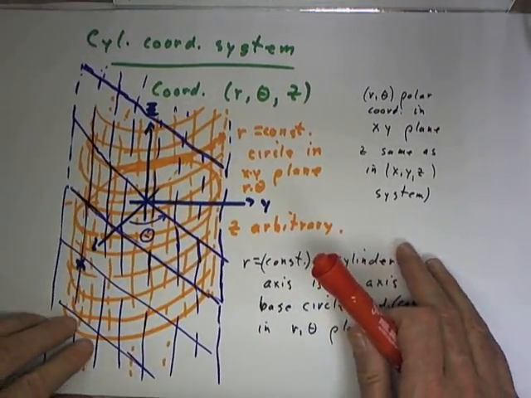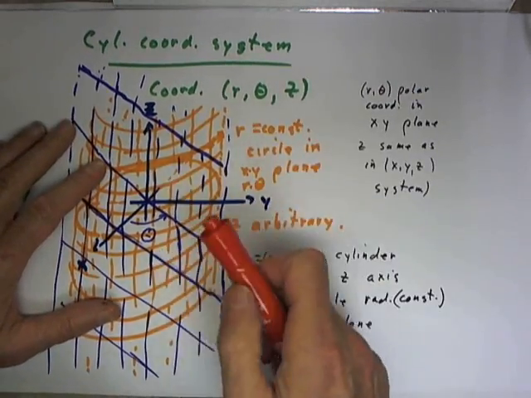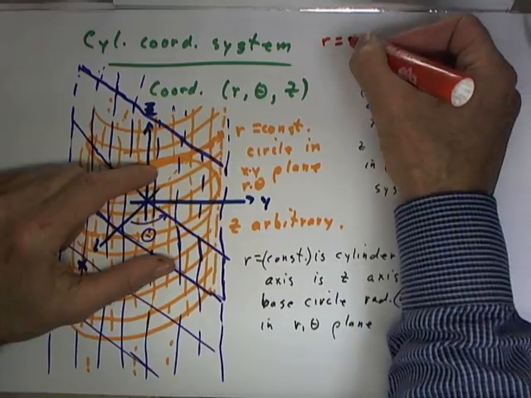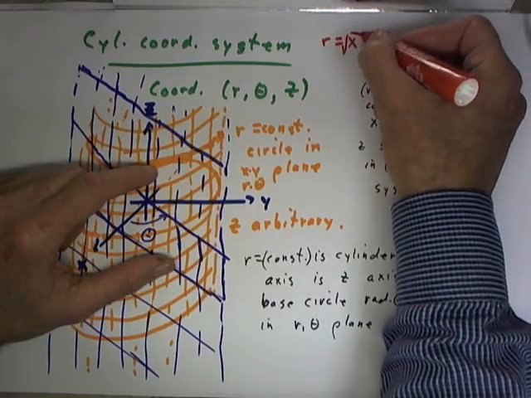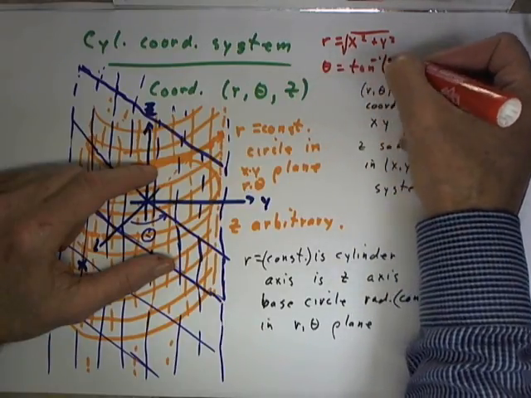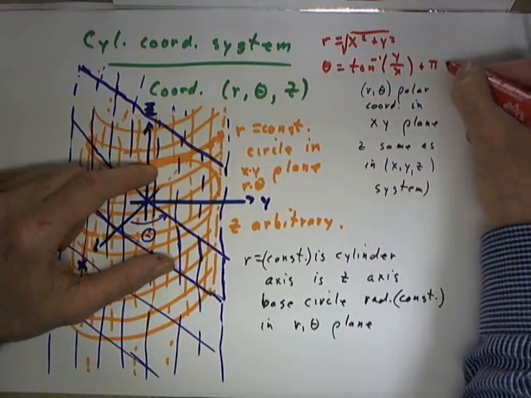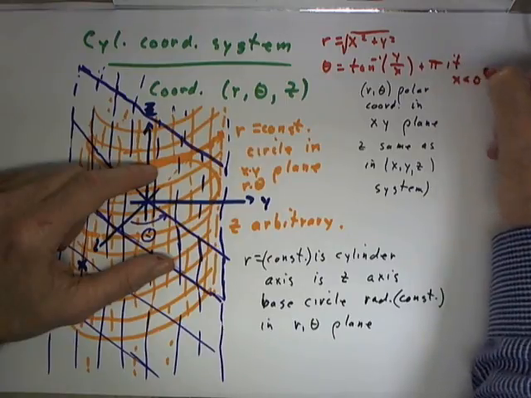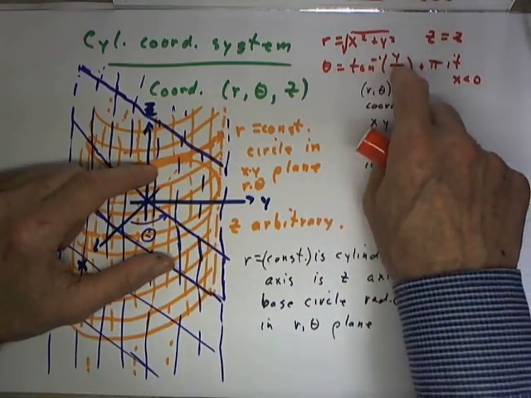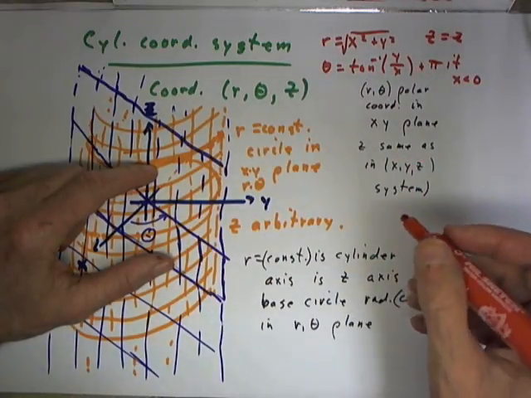We have our transformations between the r theta z and xyz coordinates, where r is the square root of x squared plus y squared. Theta is the inverse tangent of y over x, plus pi if x is less than 0. And of course, z is just plain z. So that if we know the x, y, and z coordinates of a point, we can easily find the r theta z coordinates by this transformation.